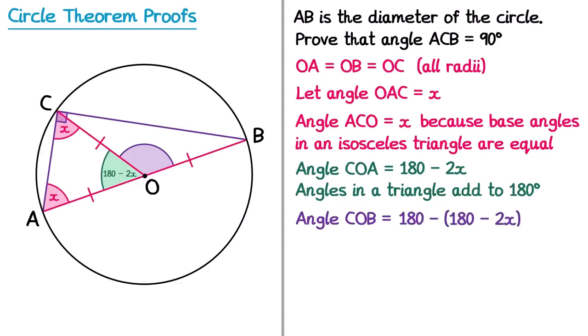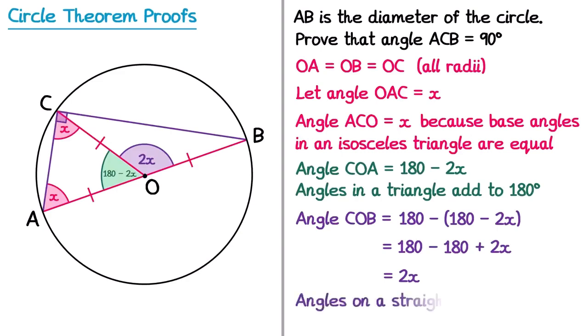So now when we come to do the subtraction, it's 180. We need to do -1 multiplied by 180, so negative 180. But -1 multiplied by -2x, which is positive 2x. Now the 180s cancel and we're just left with 2x. So angle COB is equal to 2x. We need to give a reason for this step, which would be angles on a straight line add to 180 degrees.